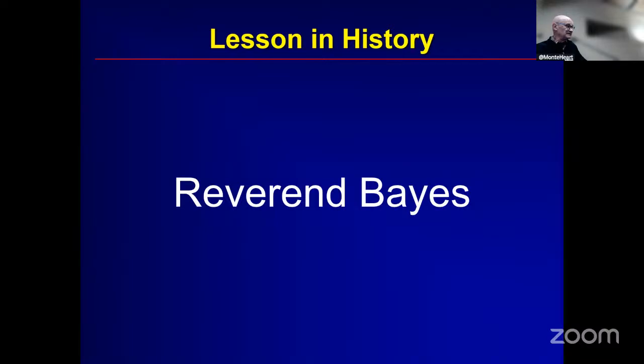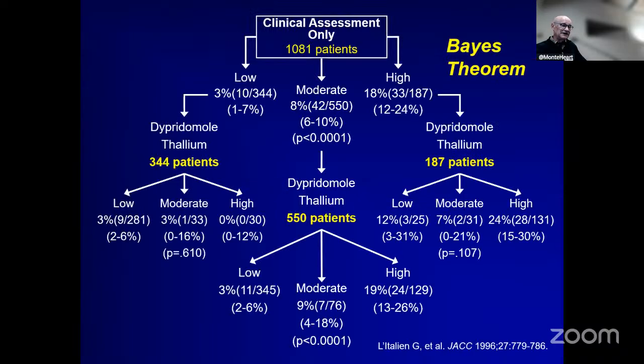Reverend Bayes was a reverend by day and a mathematician by night. He was really interested in how you predict events. And his seminal contribution is simple. The likelihood of an event in a population is grounded in their overall risk, then modified by a test result.